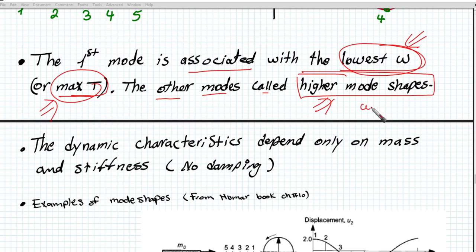So like we have omega 1, this is the natural circular frequency. Omega 2 or omega 3 or omega 4, if we have more degrees of freedom, we call them higher modes or higher mode shapes. Okay.